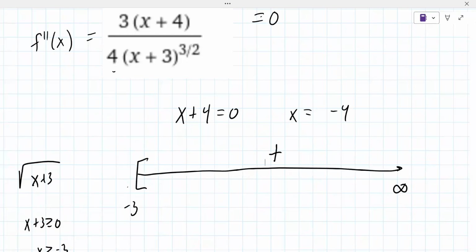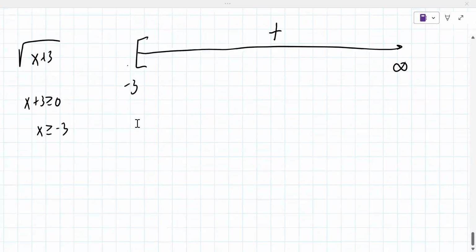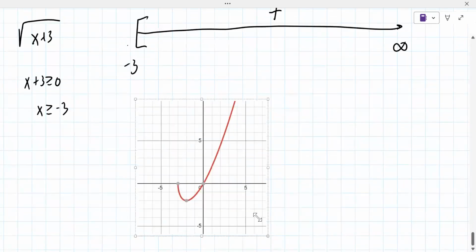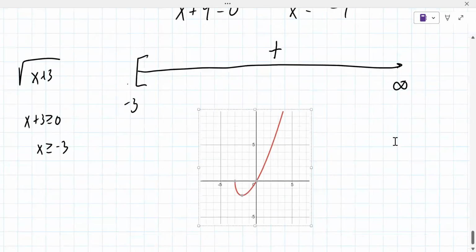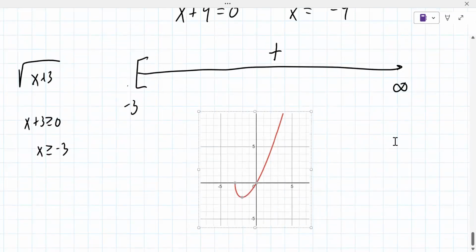I'm going to snip in the graph. So it's really a combination of your calculus, algebra, and graphing to make these decisions. Here's the graph. You can see that that's concave up everywhere. Okay.